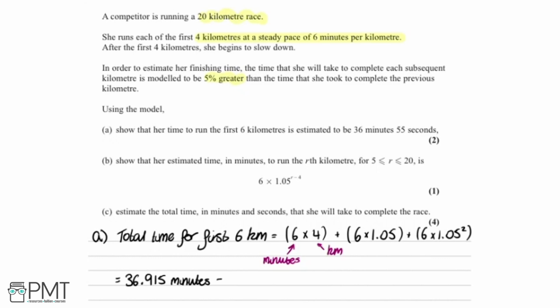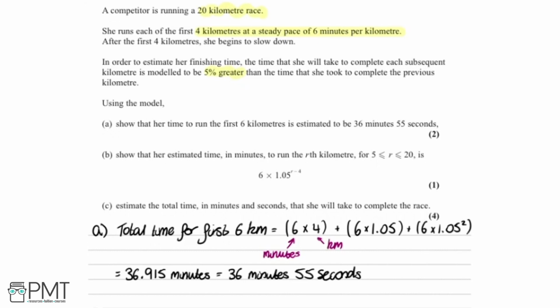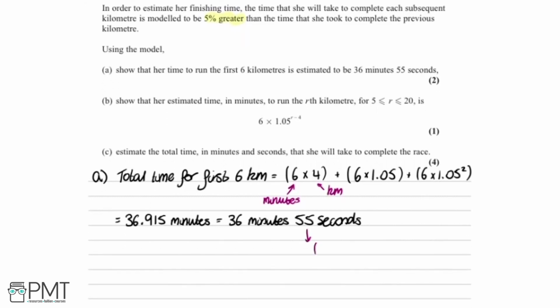However, we want to write that in minutes and seconds. So we're going to have 36 minutes, and we've got less than another minute, so we've got some seconds. So we've got 0.915 of a minute. So that's going to be 55 seconds. And the reason for that is because we've got 1 minute, which is 60 seconds, times by 0.915, which equals 54.9, which is approximately 55. So that's great. That's the answer to part A.